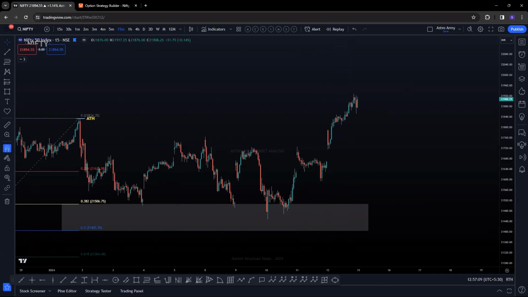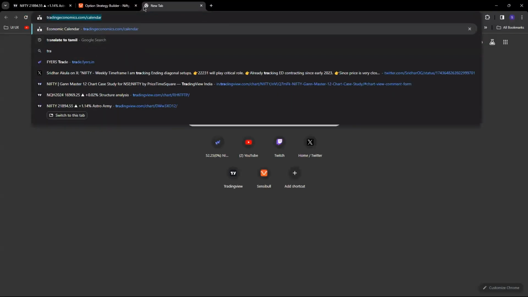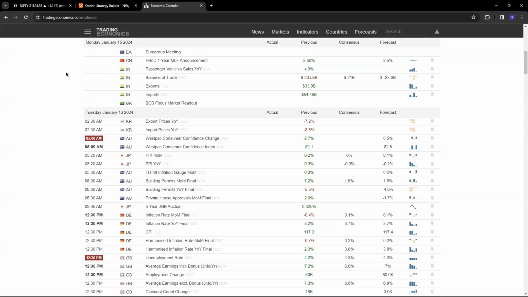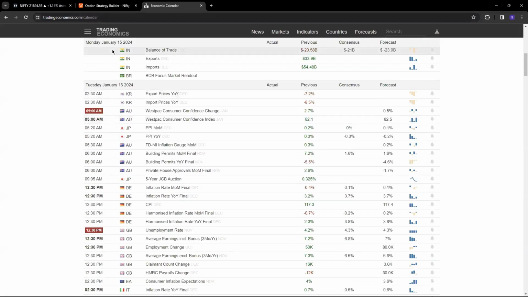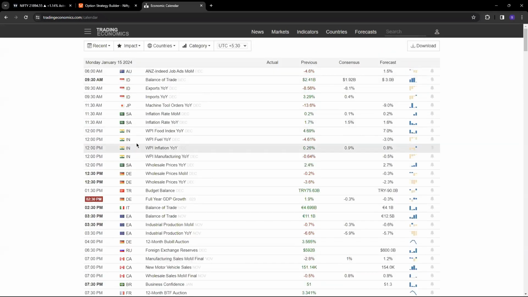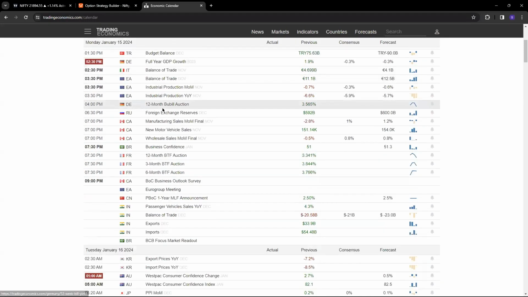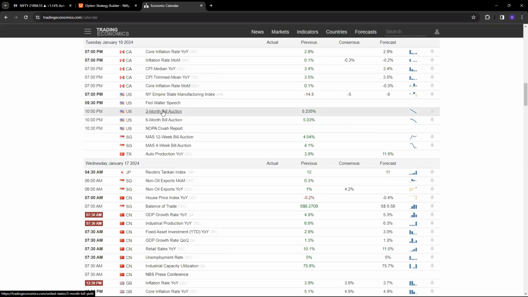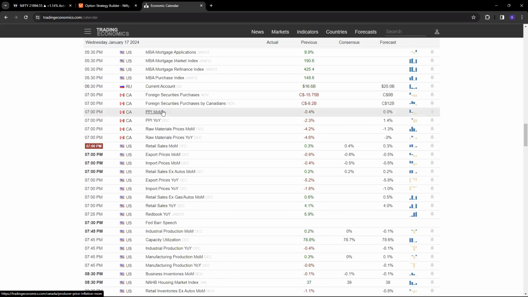So next week, there's no major news events. Let me just look it up. There's no major news events. This is the website called Trading Economics. You can note it. You can go to the calendar section. Let me see. Monday, we have wholesale price index food. That does not move our markets much anywhere. So yeah, not much on the news front.